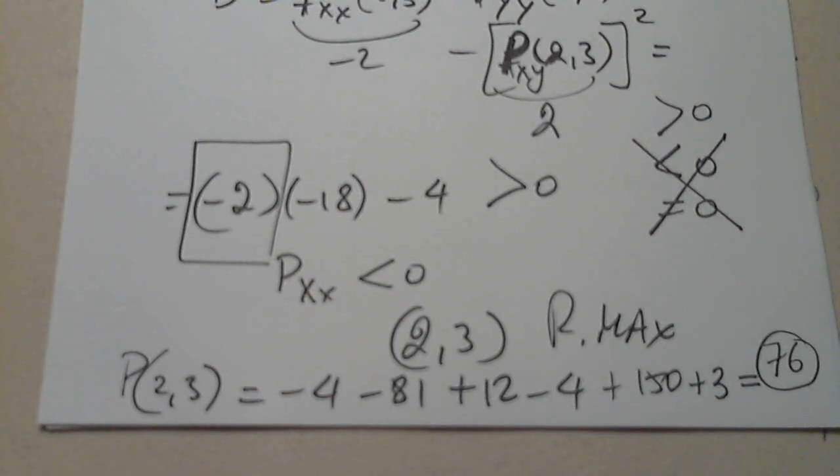We're going over the test, George. So the maximum profit is 76, and they're getting maximum profit by selling 2 solar panels of type A and 3 of type B.